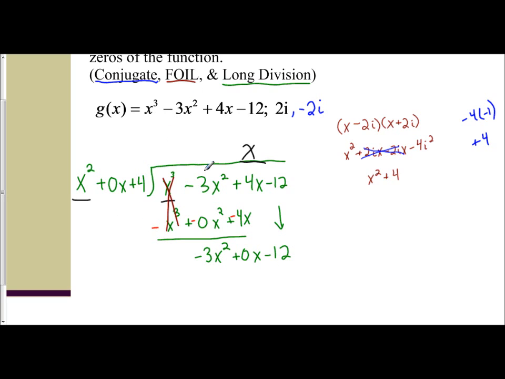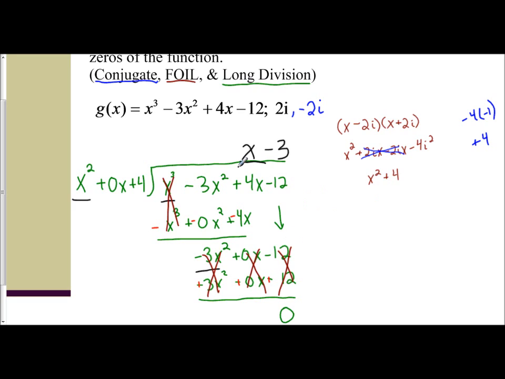We look at our first terms again. What do you multiply x squared by to get negative 3x squared? And that would be a negative 3. Distribute it to all the terms, and you're going to get negative 3x squared, minus 0x, and then minus 12. We are subtracting, so we need to change all of our signs. And so the negative becomes a positive, the negative becomes a positive, the negative becomes a positive. Negative 3x squared plus 3x squared cancels out, gives you 0. 0x plus 0x, 0. Negative 12 plus 12, 0. So my remainder is 0, which is good because we're trying to find the rest of the zeros.